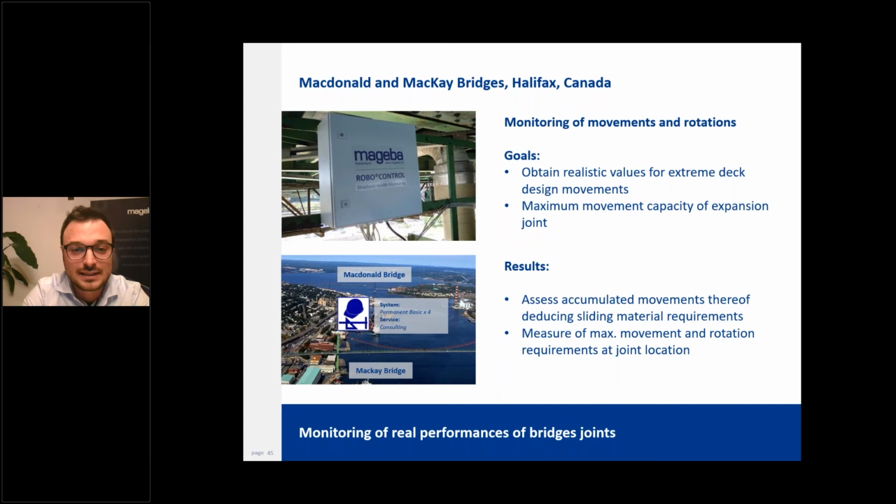Here we see another example where the monitoring system was provided for two bridges, McDonald and Mackay Bridge in the city of Halifax in Canada. The goal here was to monitor the behavior of the joints to get realistic values of their performances in terms of opening and closing of the joint, and to observe the more extreme movements and rotations. The data were used to assess the accumulated movement and deduce sliding material requirements.